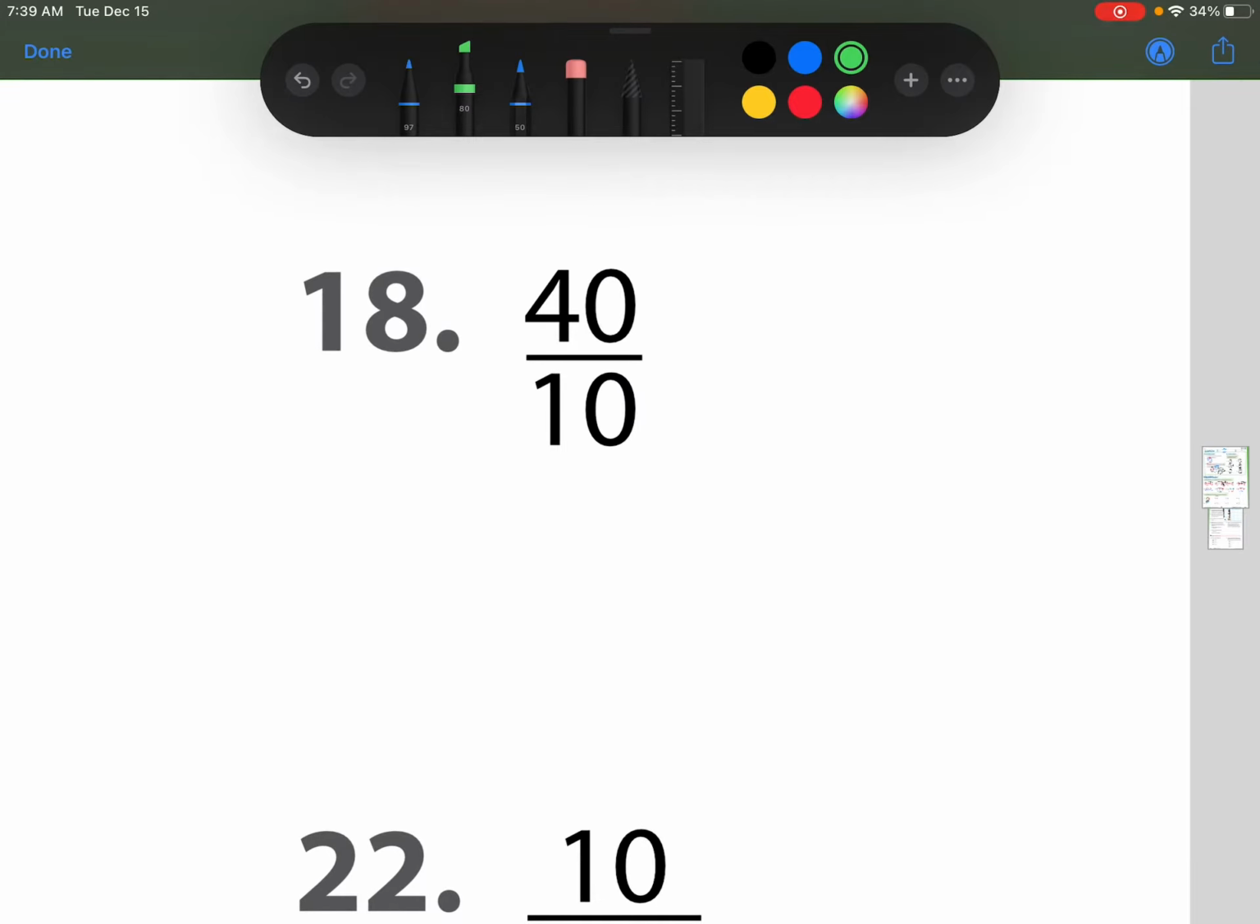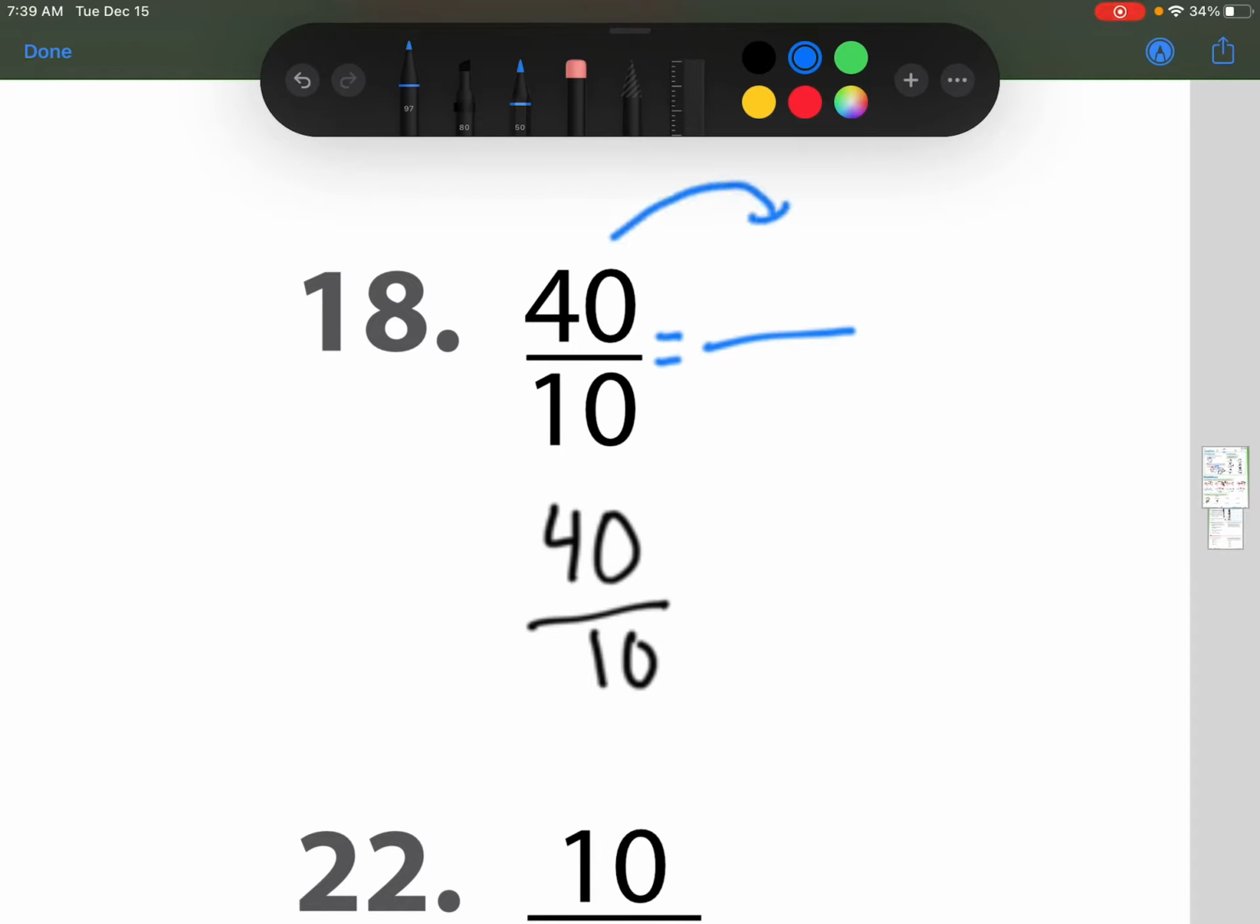Number 18. Whoa, that was not what I wanted. 40 over 10. Well, again, I notice I can divide it by 10 because they both end in a 0. So 40 divided by 10 is 4. 10 divided by 10 is 1.